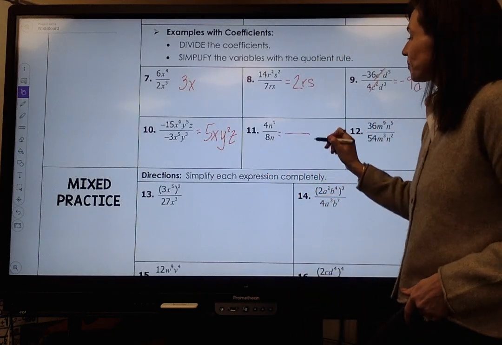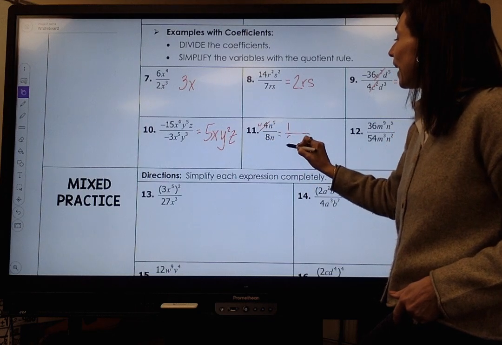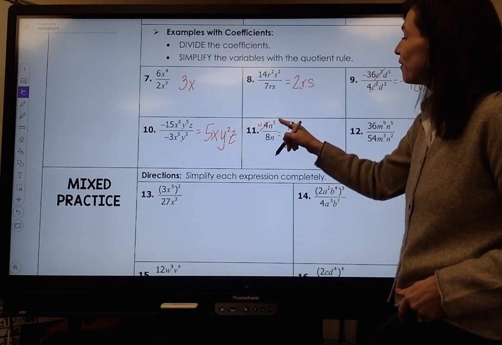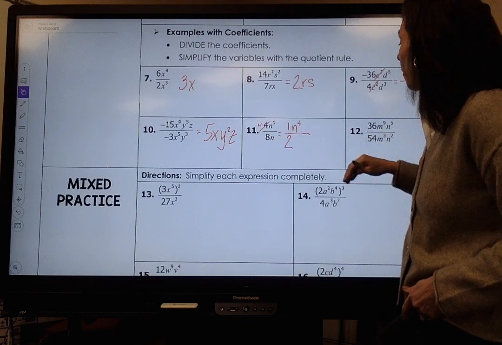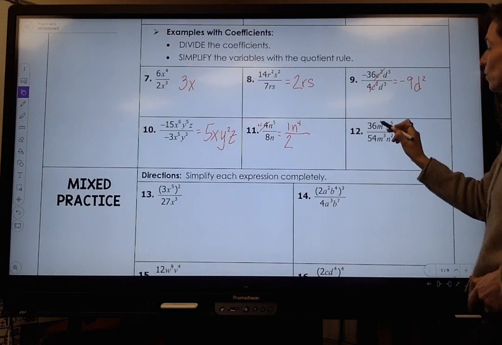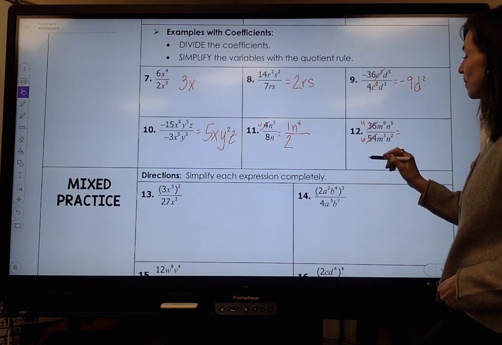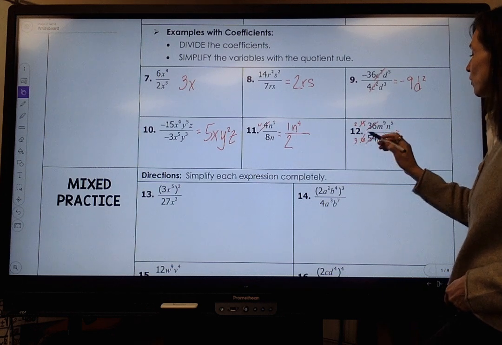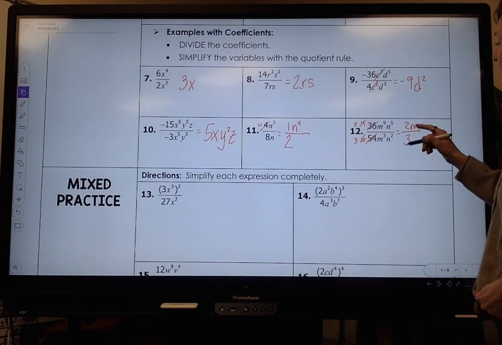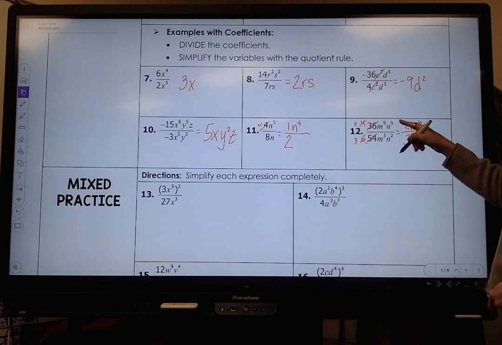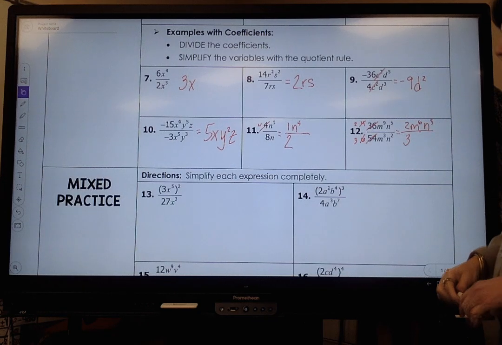Look at number 11. This is reducing, so I can reduce to 1/2, and then I get 5 minus 1 is n to the 4th. So my variables are still going to land up top. Over here I'm going to reduce. I know 9 goes into 36 4 times, and 9 goes into 54 6 times, and then I can reduce again to get 2/3. So 2/3 is going to be my fraction, and then I subtract. 9 minus 3 is to the 6th, and 5 minus 2 is to the 3rd. So 2/3 n to the 6th, n to the 3rd.